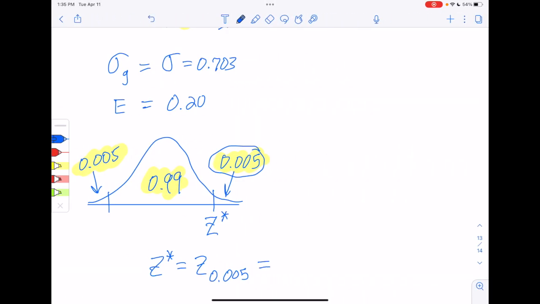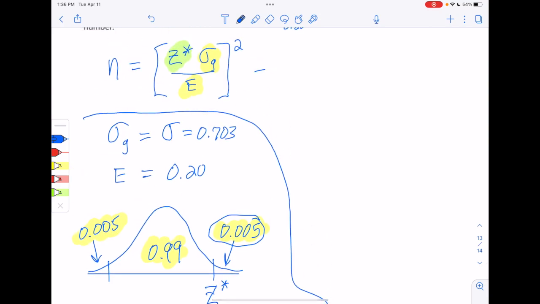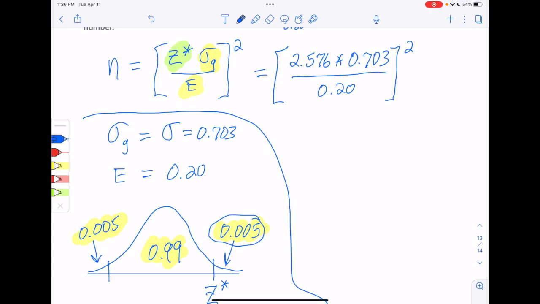So this z-score is 2.576. And now we've gathered together all the information that we need, so let's jump back up to the formula and start plugging that in. For the z, we have 2.576. For the sigma guess, we're going to use the real sigma, which is 0.703. And for the desired margin of error, they want 0.20. And then all of that is going to be squared. That square is something that people forget to do sometimes. They forget to write it down. They forget to put it in the calculator, so be careful with that. So speaking of the calculator, let's head there now because we have all the information we need.